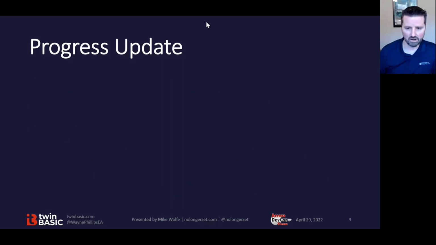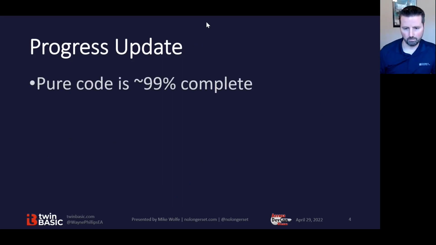Okay, so here's a progress update on the project. The pure code side, I would put at about 99% complete. Most of the VBA libraries have been implemented or re-implemented in twinBASIC. There are still a few minor things and some outstanding issues. There's a GitHub page where you can follow all the open issues and bugs. But Wayne is very good about addressing those things, and the whole compiler has a lot of test coverage, so there are very few regressions.